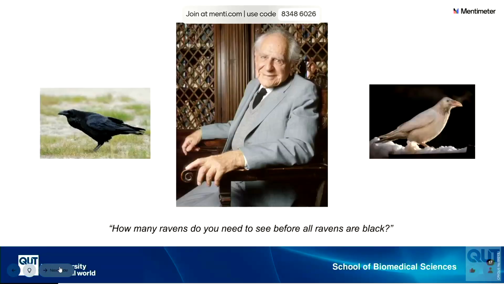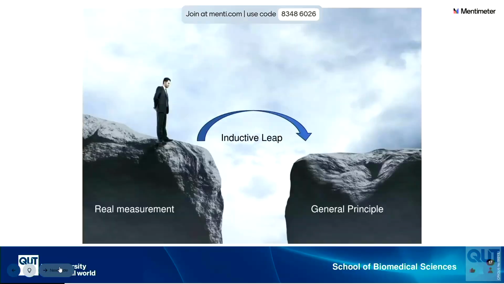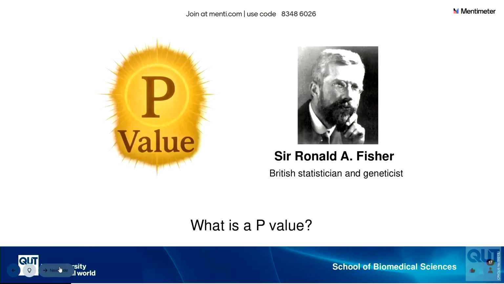This leads us to this guy, Dr. Karl Popper, who pretty much came up with the whole problem with the way that science is run now. And he put to the world, how many ravens do you need to see before all ravens are black? And what he was essentially getting at was this idea of the inductive leap, which is how many real measurements do you have to do before you're willing to step off that whole, is it going to be real or is it not, and create the hard and fast general principle. I want to put another question to you later on. I mixed myself up a little bit.